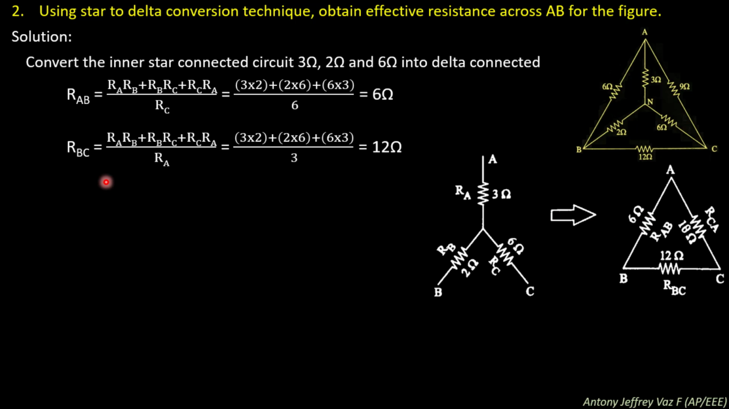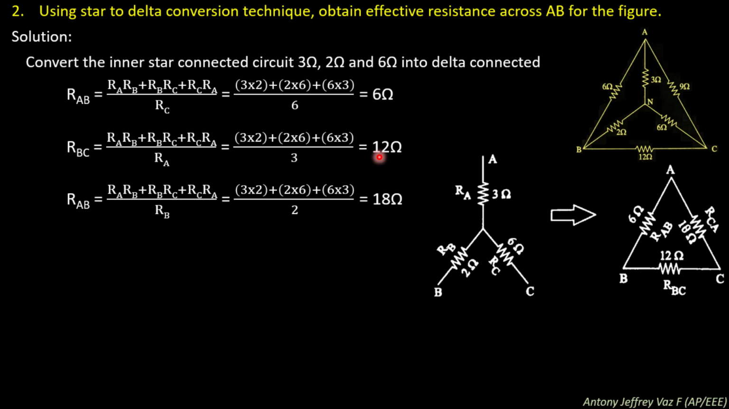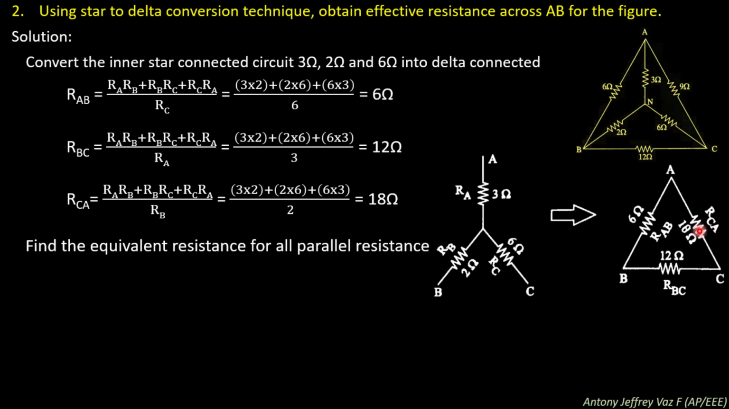Next RBC, so substitute all the values as per the formula and you will get 12 ohm. And similarly for RCA, the formula is RB plus RC plus RB RC divided by RB. So you can substitute all the values in the formula and you will get RCA is 18 ohm. So RCA is 18 ohms over here.